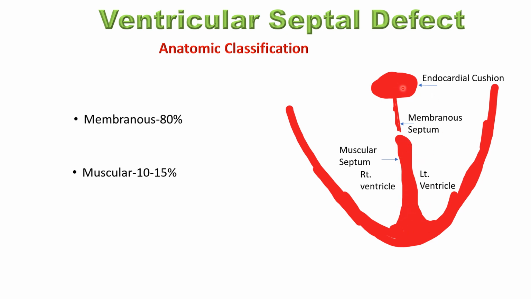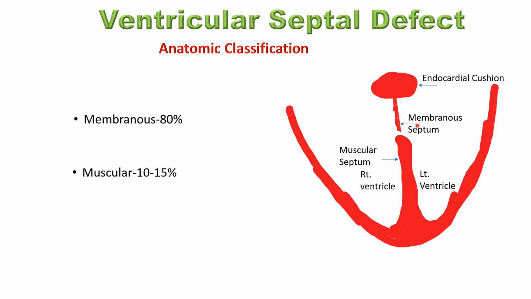You see, this membranous part is downward extension of endocardial cushion, and this muscular part is upward extension of muscles of heart, especially apex of heart. And according to anatomy, we have classified this ventricular septal defect in 4 types. Membranous type is 80%.